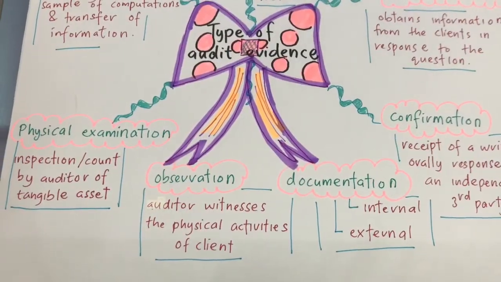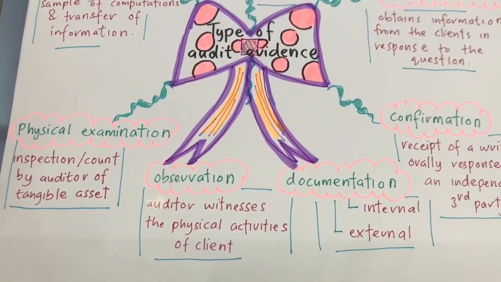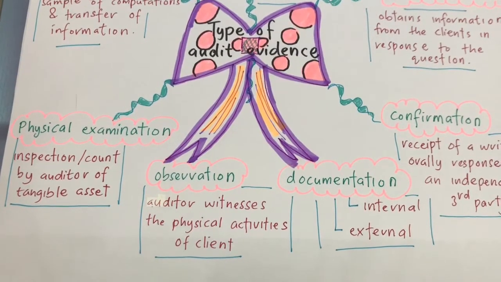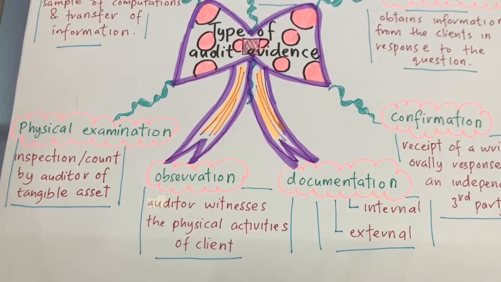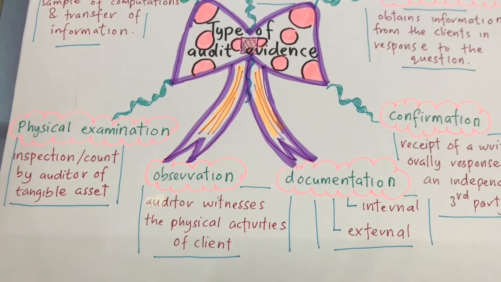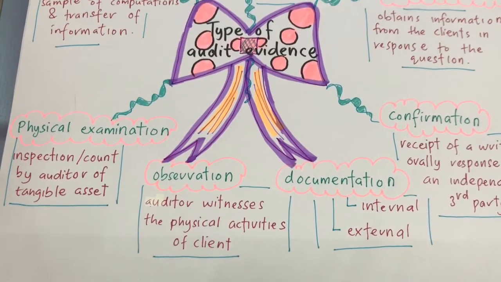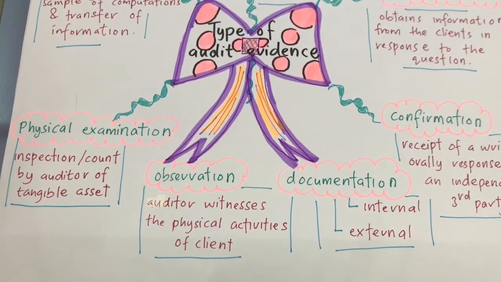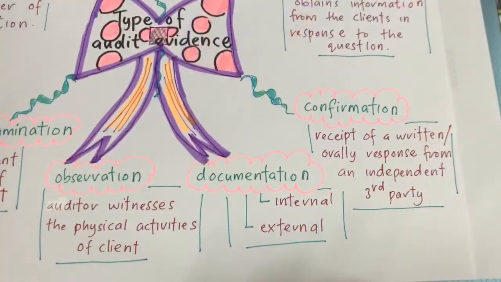Physical examination. It is inspection or count by the auditor of tangible assets. Observation. The auditor witnesses the physical activities of the client. It also focuses on the client's business.